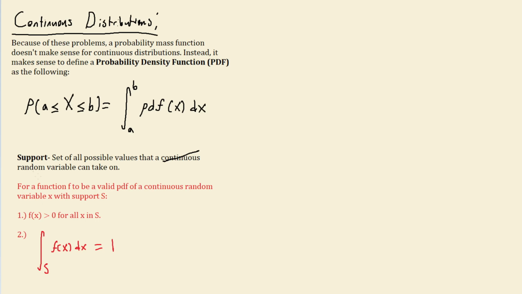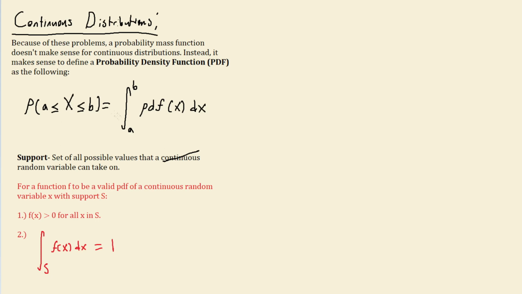And second, the property that we have to exhibit here is that if you integrate over all the possible values in the support, that's going to basically tell us the probability that the outcome of our statistical experiment is in the set of all possible outcomes of the statistical experiment. Well, that probability is going to have to equal 1. And so a valid probability density function has to exhibit these properties. It has to be positive for all the values in the support. If you integrate over the support, you have to get a value of 1.